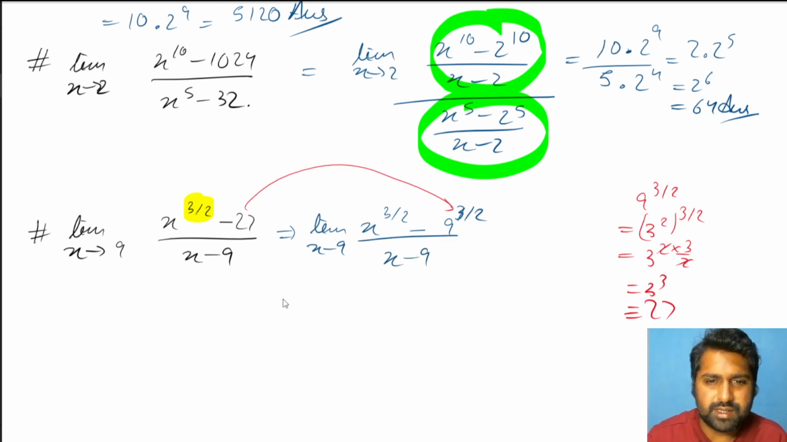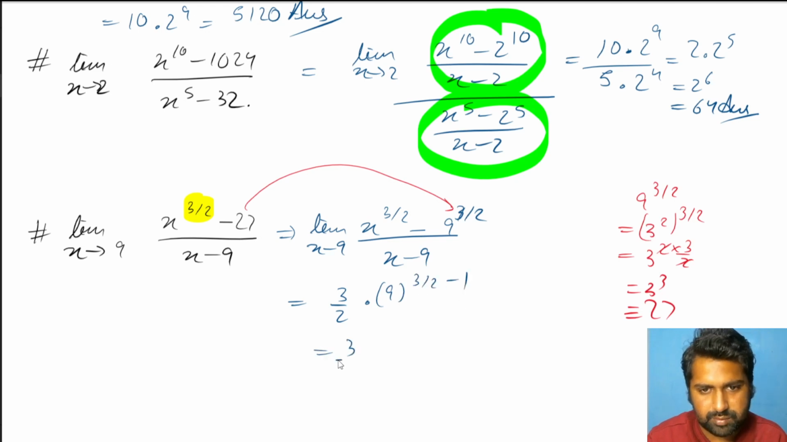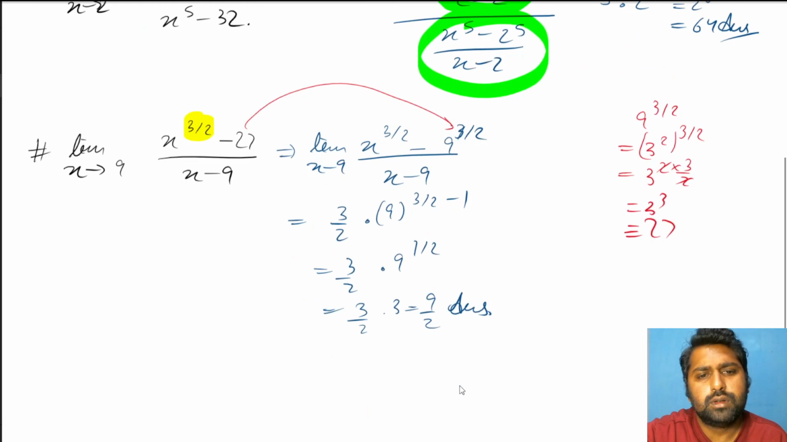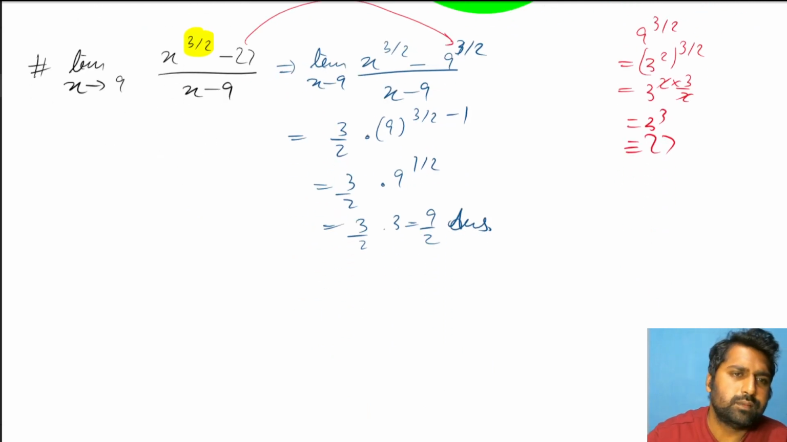I think now it's pretty easy. n is 3 by 2 into a, that is 9 raised to power 3 by 2 minus 1. So 3 by 2 into 9 raised to power 1 by 2. 1 by 2 means square root. Square root of 9 is 3. So 9 by 2. That's the answer. Done.